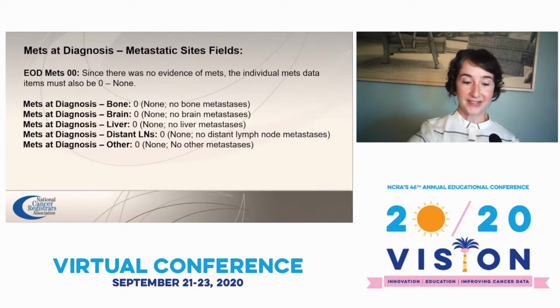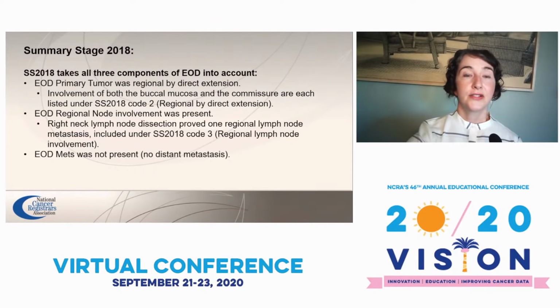Since EOD METS was coded to 00, the individual METS fields must also be coded to 0 for none. So summary stage 2018 takes all three components of EOD into account. The EOD primary tumor was regional by direct involvement or direct extension, since involvement of both the buccal mucosa and commissure are listed under summary stage 2018 code 2. EOD regional node involvement was present. There was one regional lymph node METS proven by that right neck lymph node dissection. And regional lymph nodes are listed under summary stage 2018 code 3.